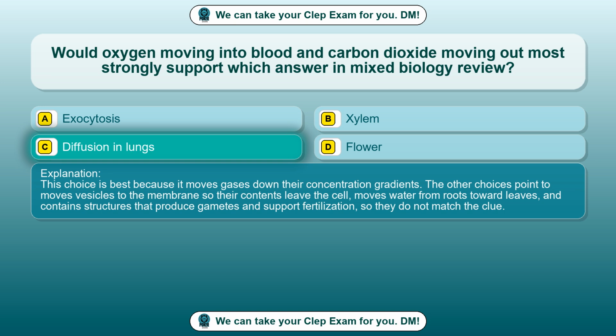The other choices point to moves vesicles to the membrane so their contents leave the cell, moves water from roots toward leaves, and contains structures that produce gametes and support fertilization, so they do not match the clue.